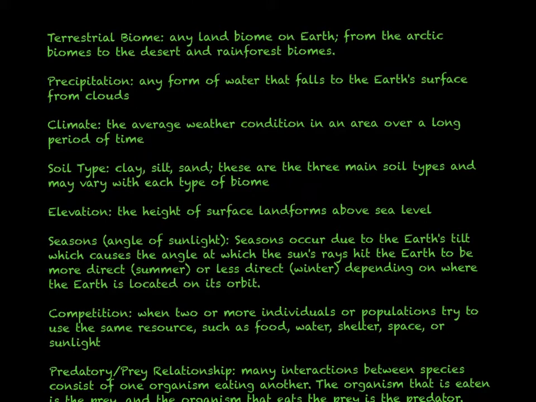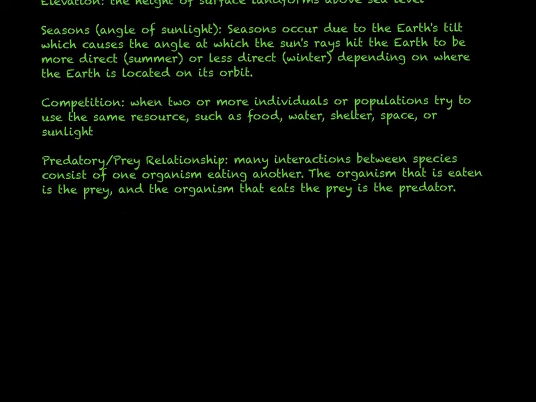So this is also due to the angle of sunlight. Seasons occur due to the Earth's tilt, which causes the angle at which the sun's rays hit the Earth to be more direct. When they're more direct, it's summer, or less direct, which is winter, and this depends on where the Earth is located on its orbit. Alright, so then we have competition.